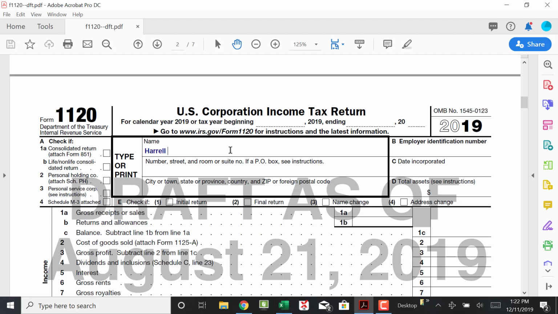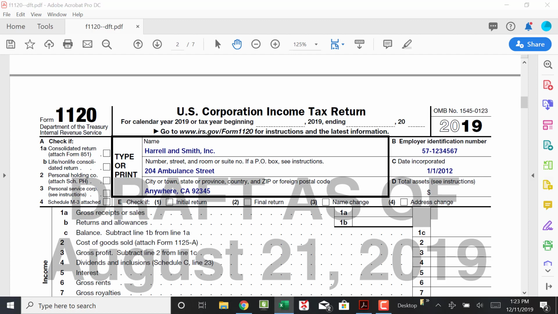Harrell and Smith, Inc. The employer ID number was 57-1234567. Their address was 204 Ambulance Street in Anywhere, California, 92345. The date incorporated was January 1st, 2012.